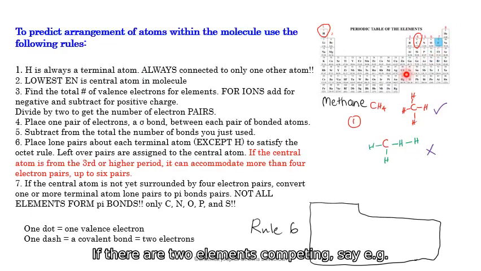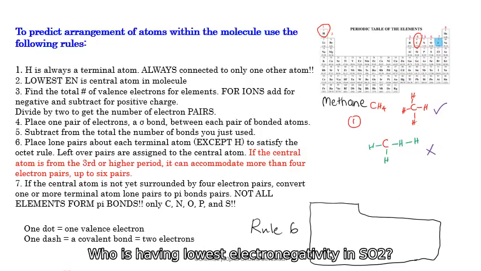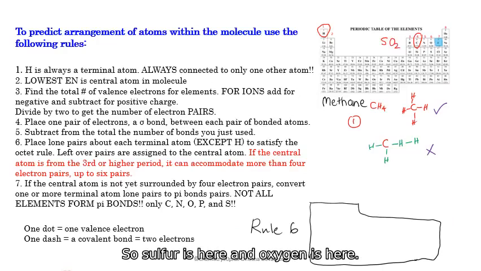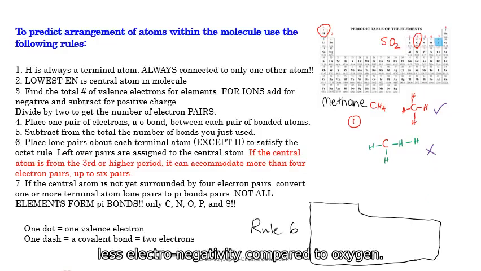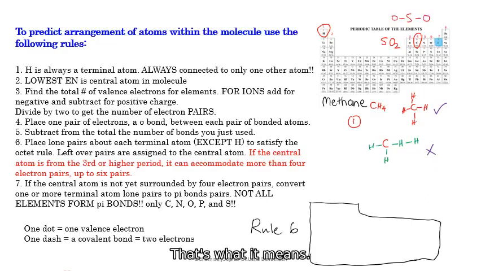If there are two elements competing, for example sulfur dioxide, SO2, who is having the lowest electronegativity? Sulfur and oxygen are competing here, right? Who will be at the center? Sulfur is here and oxygen is here. Sulfur will have less electronegativity compared to oxygen. So sulfur will go at the center and oxygen as terminal. That's what it means, okay?